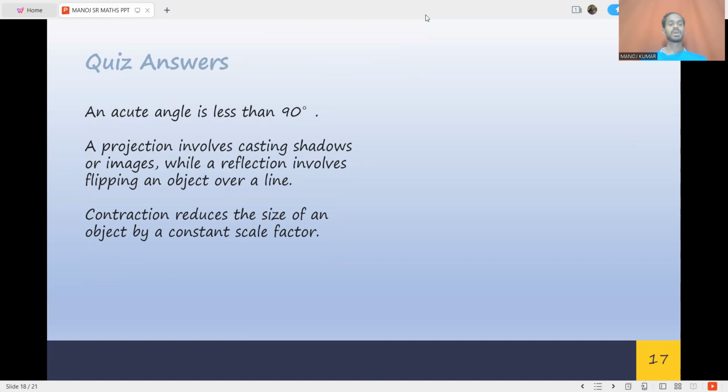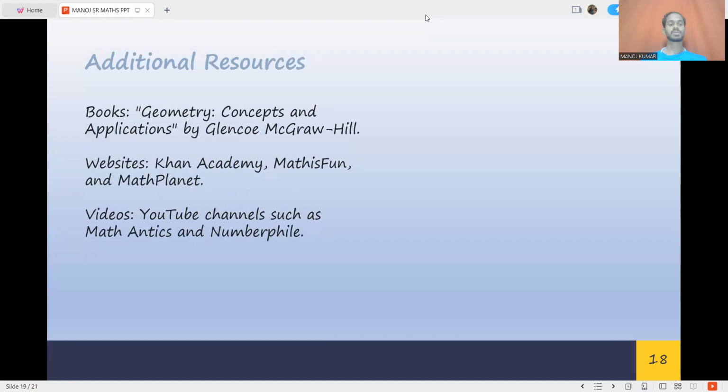Quiz answers. An acute angle is less than 90 degrees. A projection involves casting shadows or images, while a reflection involves flipping an object over a line. Contraction reduces the size of an object by a constant scale factor.